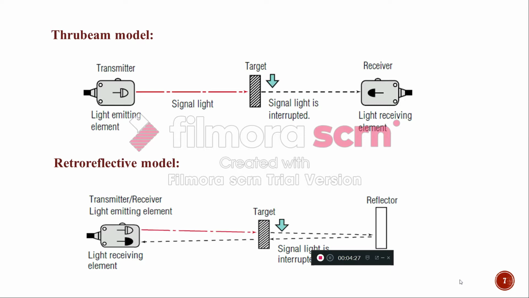The third model is the retroreflective model. Here, both the light emitting and the light receiving elements are contained in the same housing. The light from the emitting element hits the reflector and returns to the light receiving element. When the target is present, the light is interrupted.